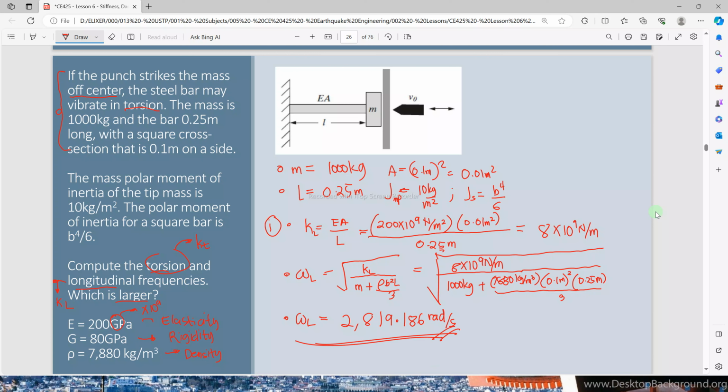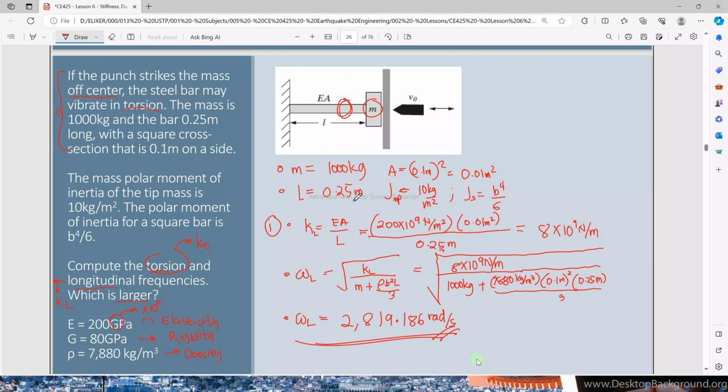So why do we include the rho b squared L over 3 term? This takes into consideration the mass of the square bar itself. In the last system it was negligible, but this time it is significant. So we have our longitudinal natural frequency equal to 2,819.186 radians per second.